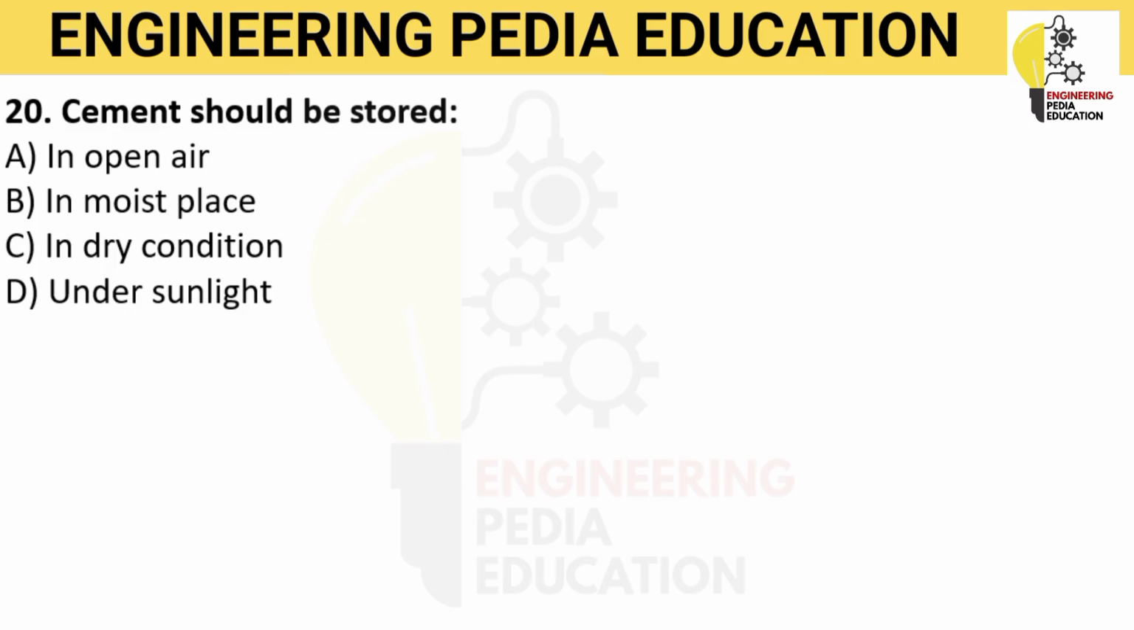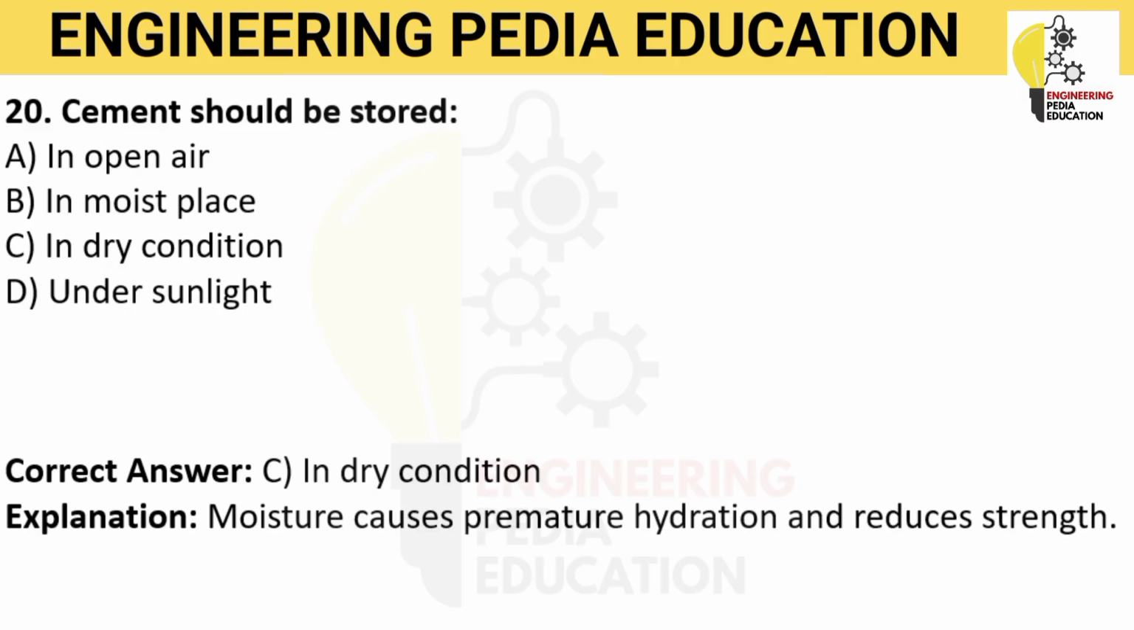Cement should be stored in open air, in a moist place, in dry condition, or under sunlight? So, cement should be stored in dry condition. Moisture causes premature hydration and reduced strength. Ordinary Portland cement should be stored in dry, moisture-free and covered places because cement absorbs moisture quickly from air. Proper storage conditions are needed. It should be stored in a weatherproof shed or godown. Keep bags on a wooden platform, maintain at least 150 to 200 mm above the floor and 300 mm away from walls.